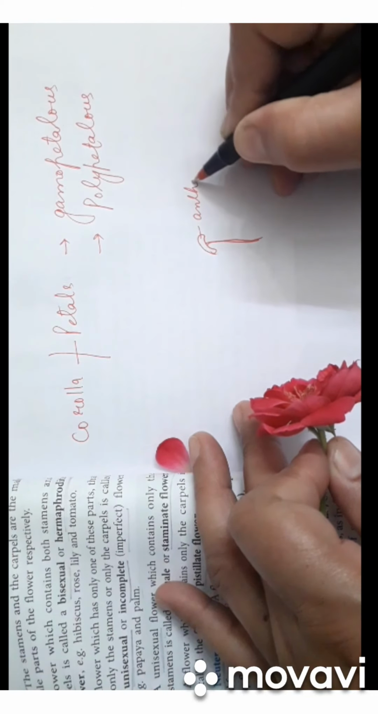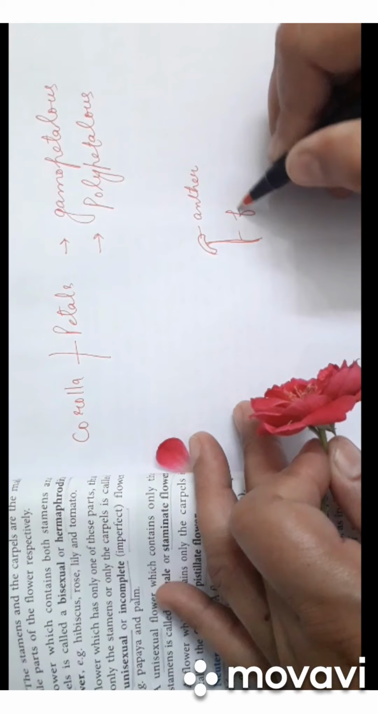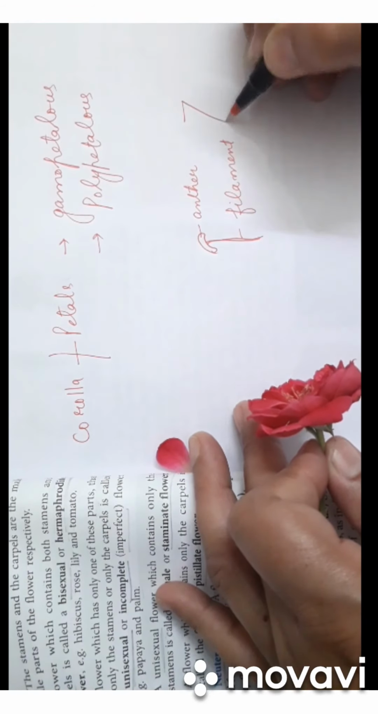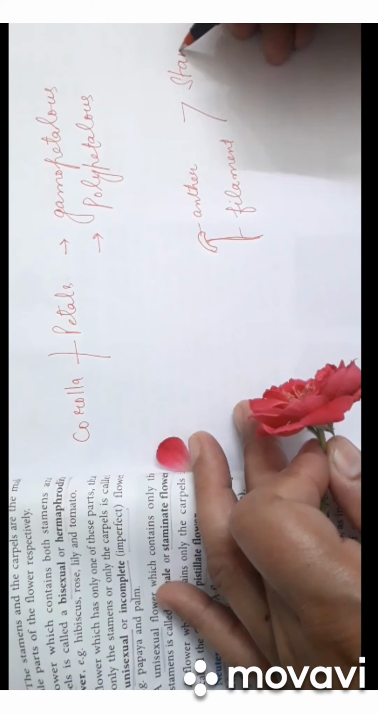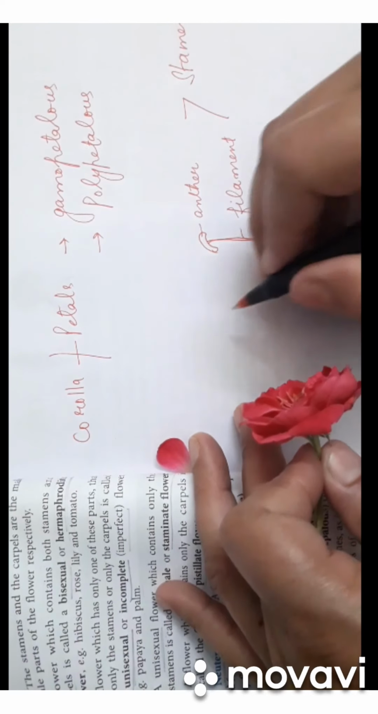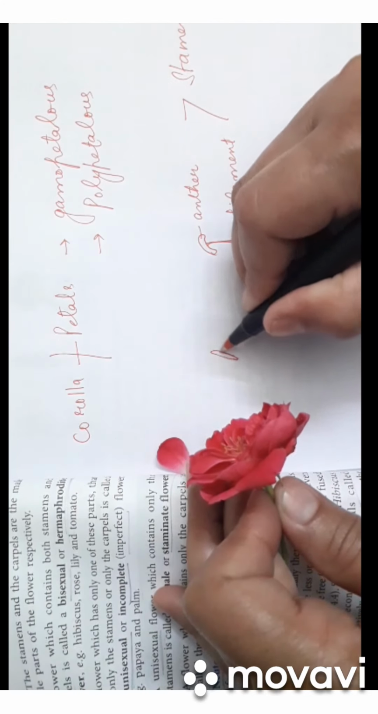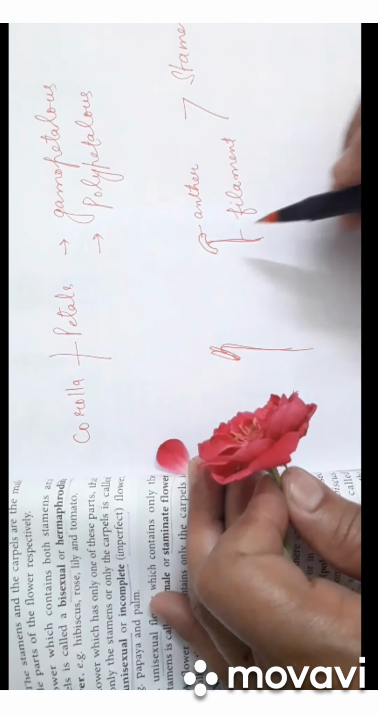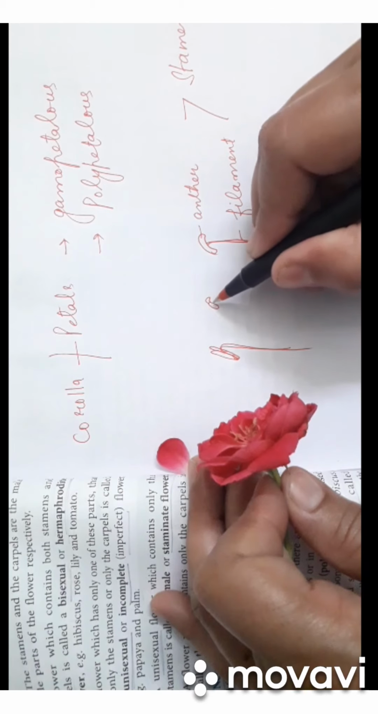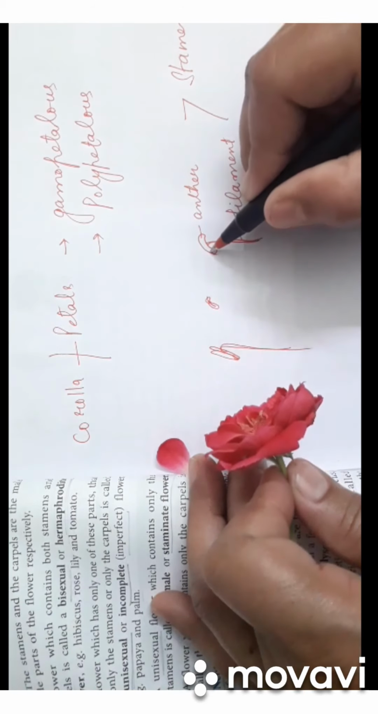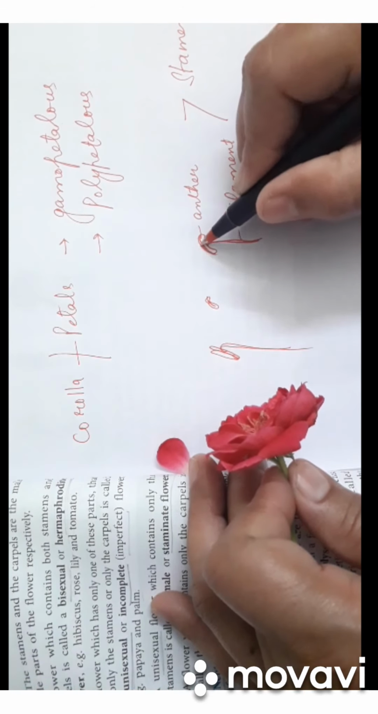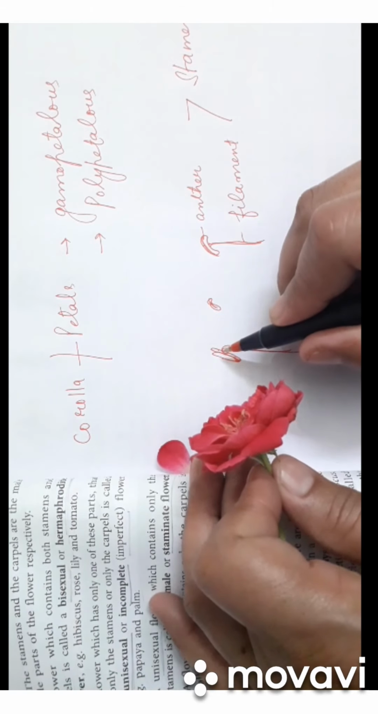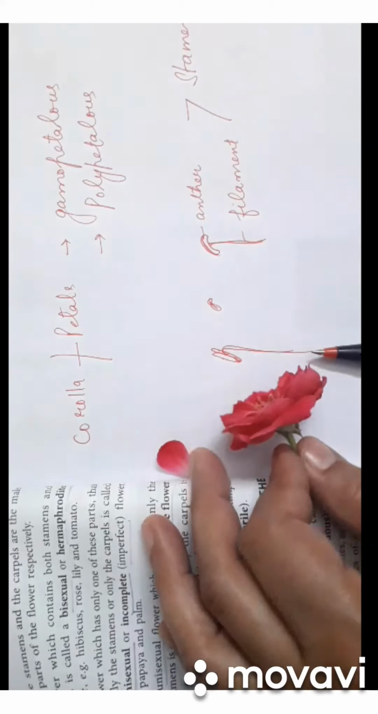Anther and the filament, we call it stamen or androecium. Shape may vary. Sometimes the anthers are of this type and sometimes it may be like this, but normally it is always bilobed. Anthers are always bilobed. There are two lobes, one lobe and second lobe, but it is very small. You can only see under the microscope.